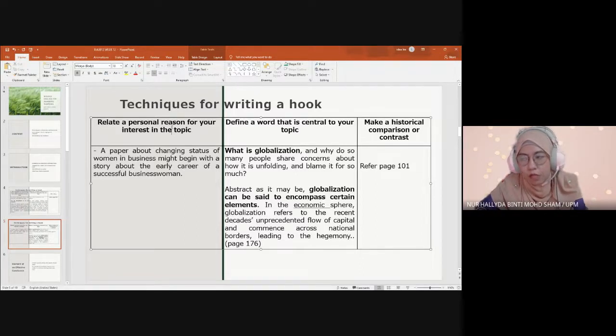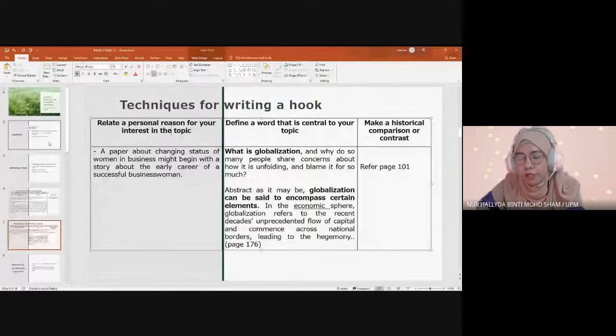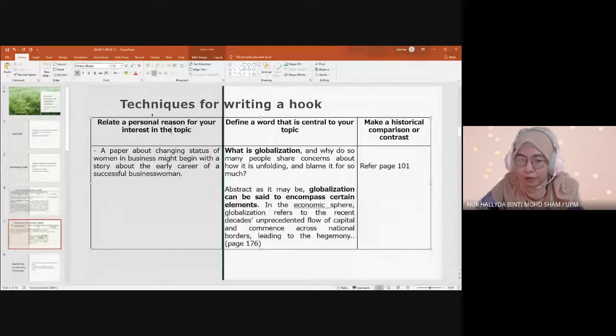Can also be accepted. Next one, define a word that is central to your topic. This is another interesting hook, another way, especially if your topic requires a very clear definition. For example, the topic on globalization. Believe me, if you ask anyone, probably they couldn't give you a proper definition of globalization. That word is too big.